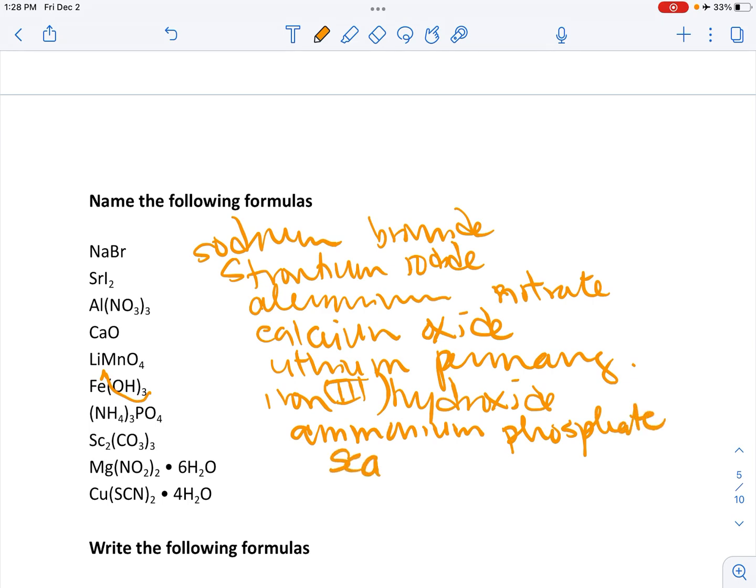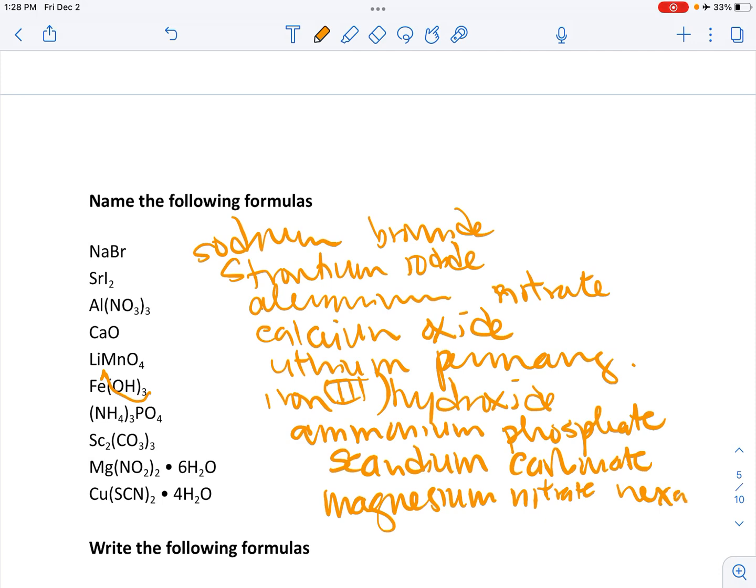This is scandium carbonate, and scandium does not need Roman numerals. Magnesium nitrite, hexahydrate, and copper does need it. Roman numeral 2. What was that? Thiocyanate? I forgot that one. I gotta look that one up. Thiocyanate, and this is a tetrahydrate.